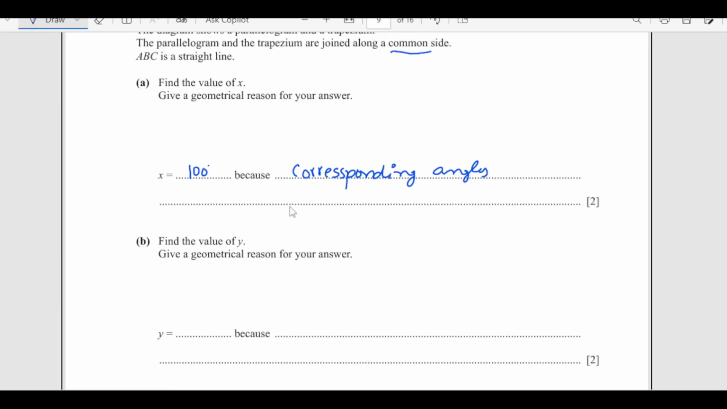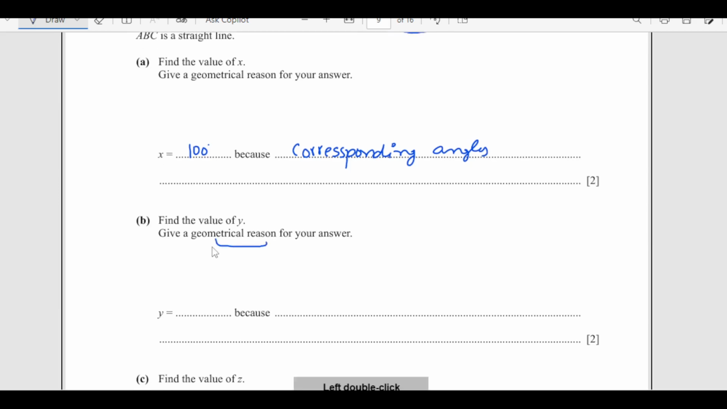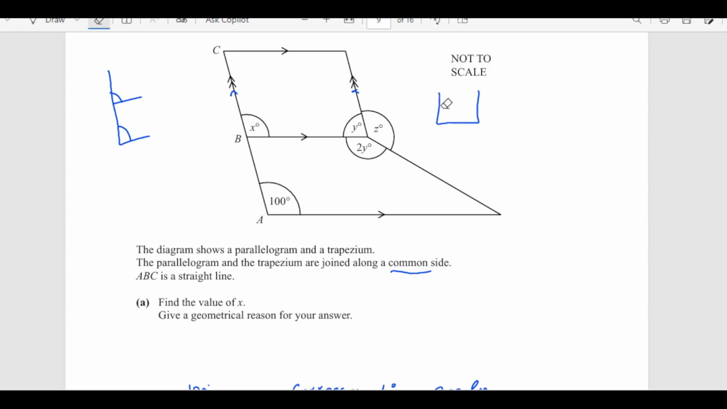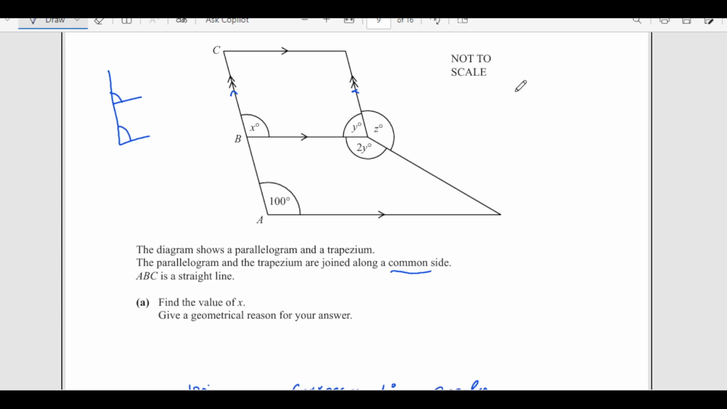Okay, now find the value of y, and give the geometrical reason for your answer. Where is y? Y is here. You see this is y here, and then the reason. Now if you see here, these two lines are parallel, as you are given. So this x and y are like this. Let me show you. If we have two parallel lines like this, these two angles form a C shape like this. You see this is a C shape and these are co-interior angles.